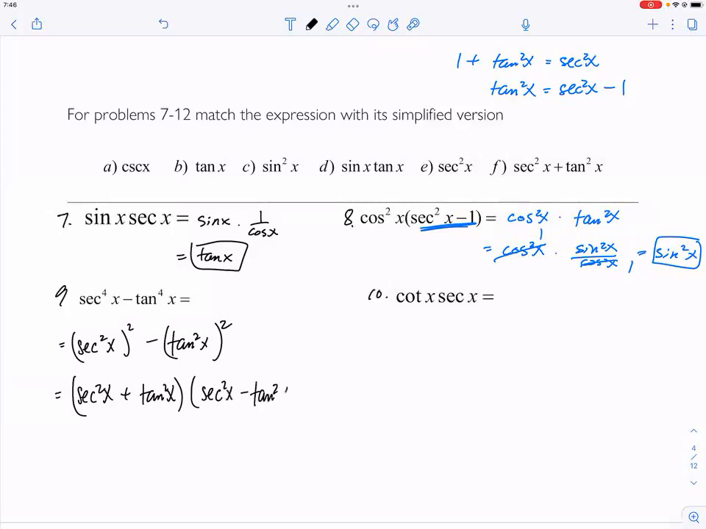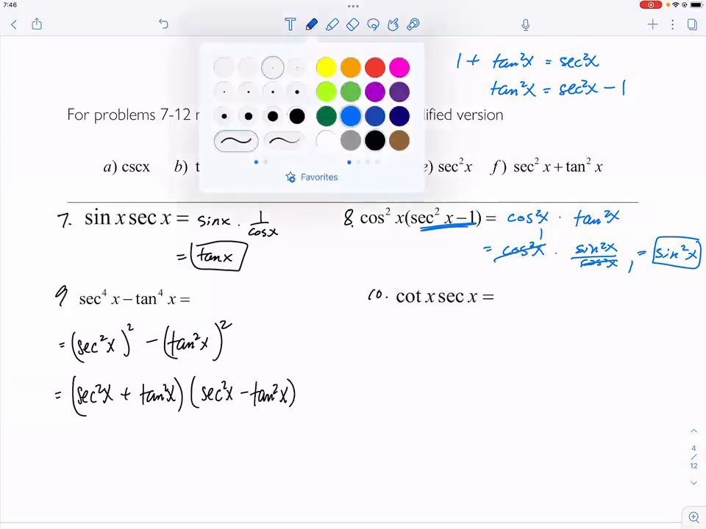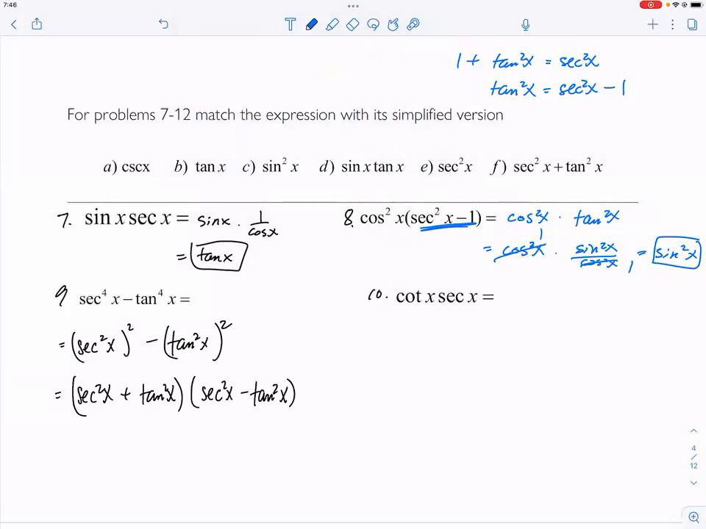minus tangent square x. Now, if you say, wait, hold on, what's happening, I'm getting lost here, it is the same thing as a squared minus b squared, which becomes a plus b times a minus b. It's just that the a and b are looking a lot more complicated. That's really it. Now, do we have anything special here? I think we do have something special here. I think it's from the right upper corner, we have that identity.